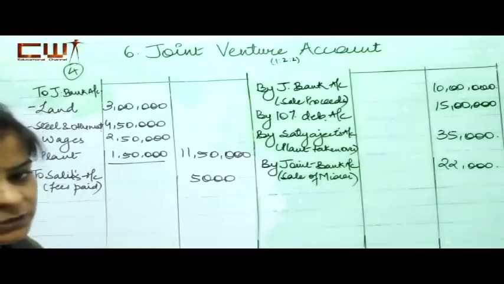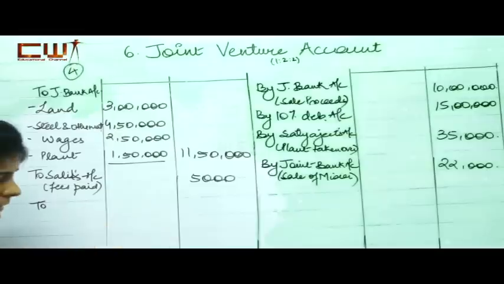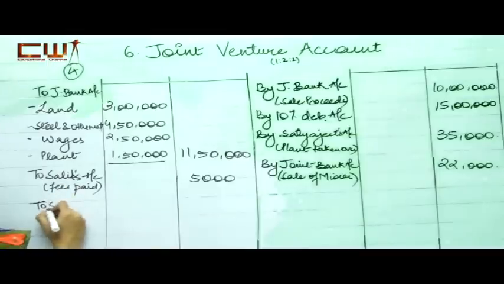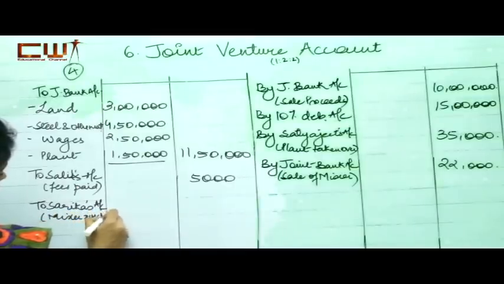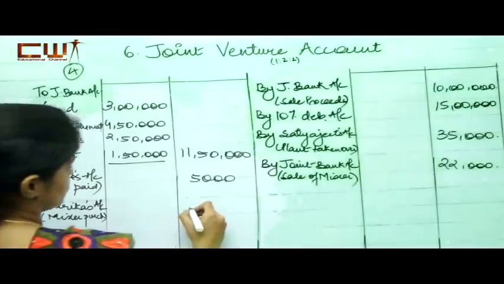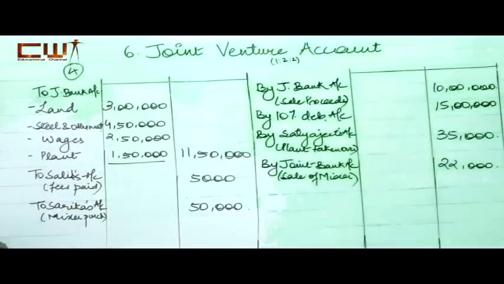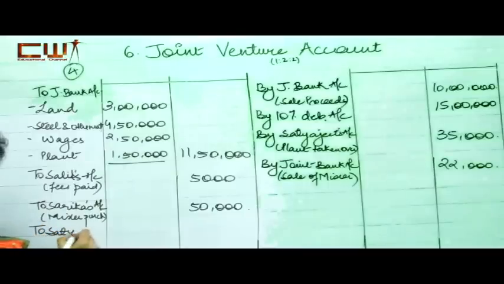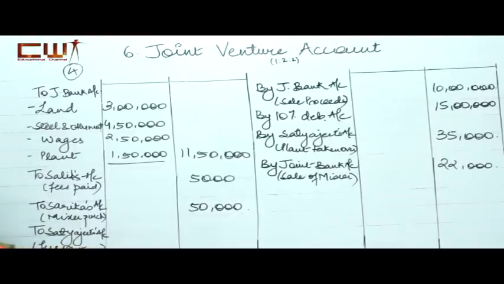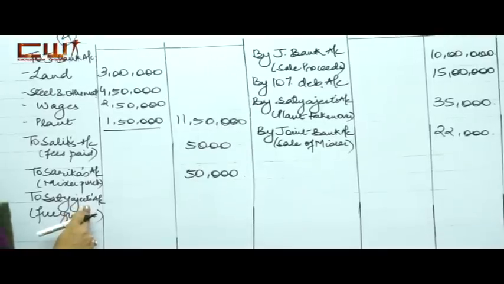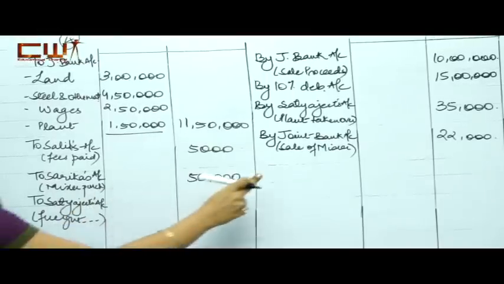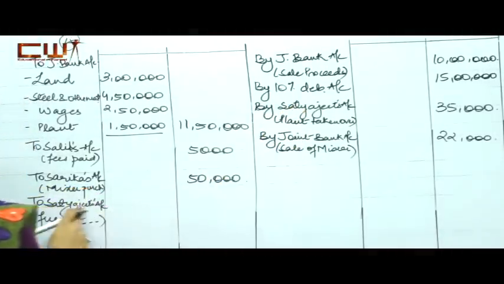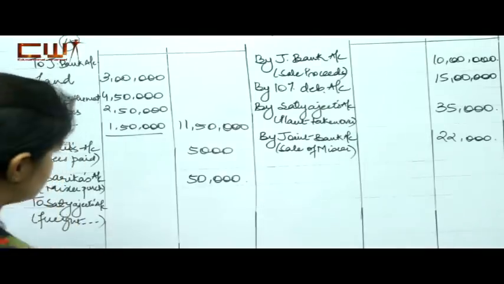Next, the mixer is purchased by Sarika. So Sarika's account will be credited because money is going out of her account. Sarika's account, mixer purchased, for 50,000. Next is Satyajit's account because he is paying the freight and other charges. To Satyajit's account, because he is paying freight, etc. His account will be credited because money is going out of his account. Here he is getting the plant, so his account is debited. Satyajit's account is paying the freight charges, 12,000.